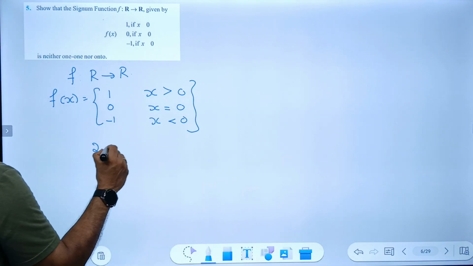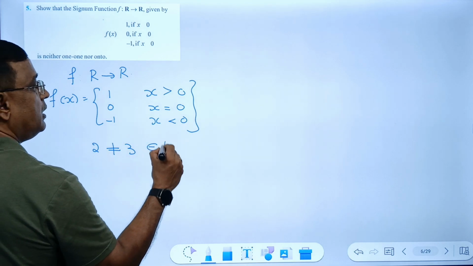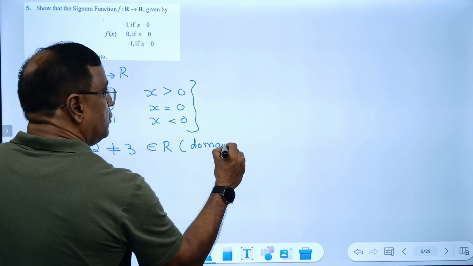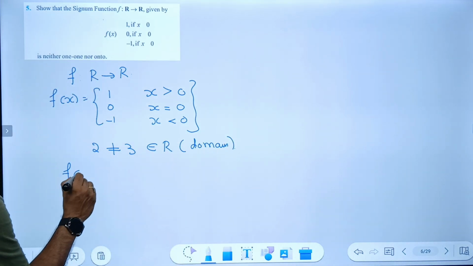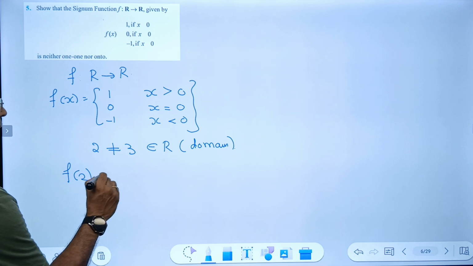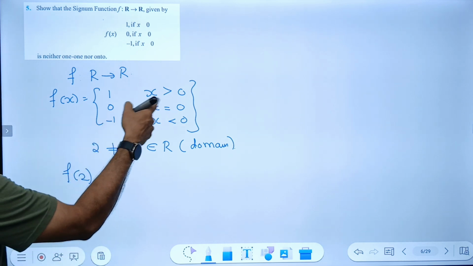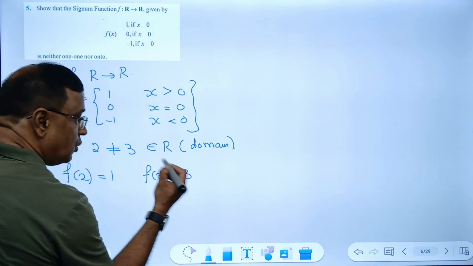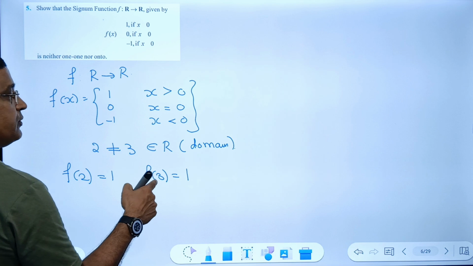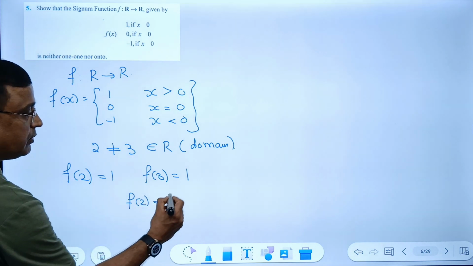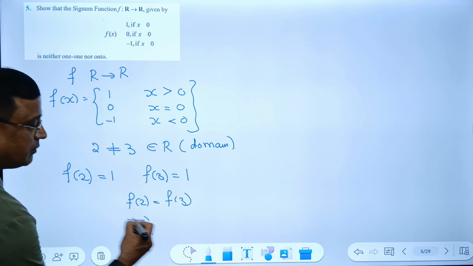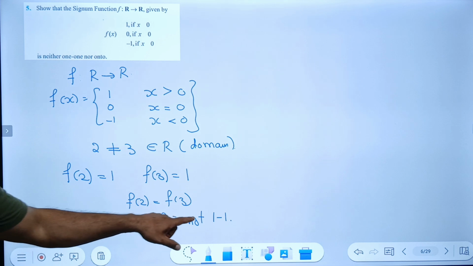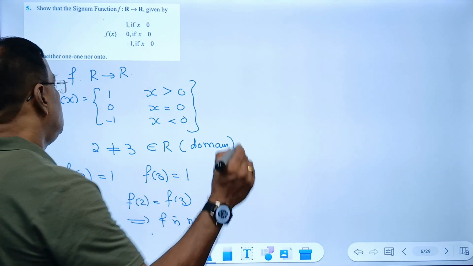If you choose 2 not equal to 3, belonging to the real numbers in the domain, both are real numbers. Now what is f of 2? F of 2 is 1. Why? 2 is positive. If x is positive, it returns only 1. What is f of 3? F of 3 is also 1, because 3 is positive. So clearly f of 2 equal to f of 3. This implies f is not 1 to 1. Correct?